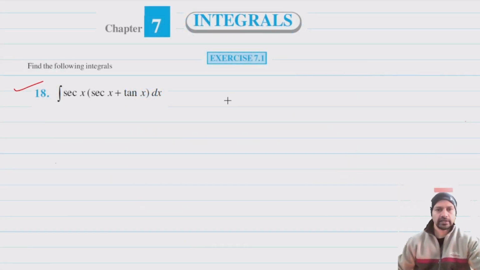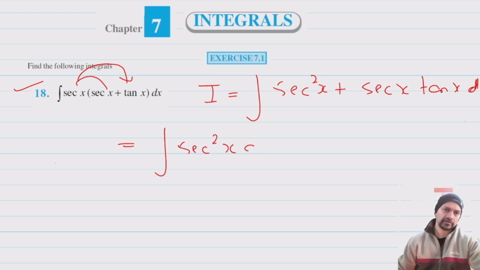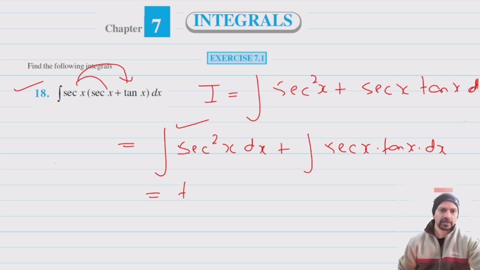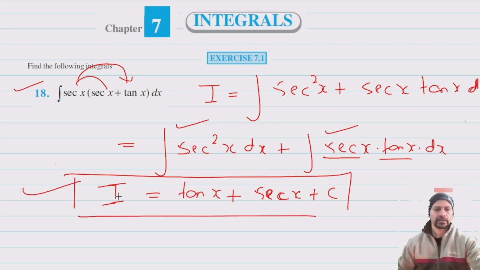Here for question number 18, we have to find the integral. So let's say it's I, and we are going to open the bracket. So it's secant square x multiplied by secant x into tan x, that is secant x into tan x, into dx. Separating these integrals, it's the integral of secant square x dx plus the integral of secant x tan x dx. Now we know that the integration of secant square x is tan x, and the integration of secant x into tan x is secant x. So this is done, and this is our answer, that is tan x plus secant x plus c for question number 18.